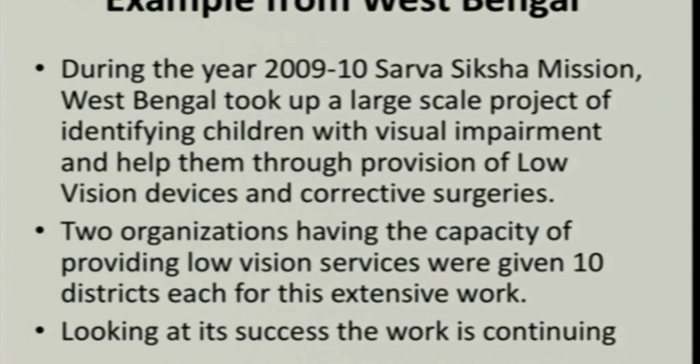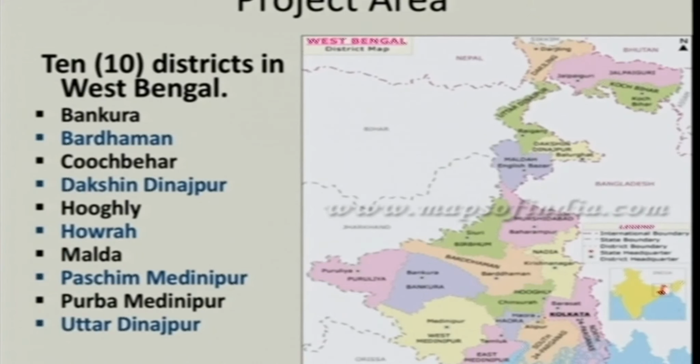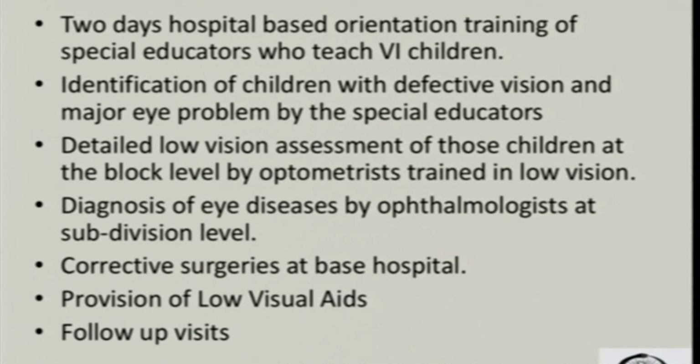So in example, what Dr. Krishna Prasad was telling in Sarva Shiksha, I am just going to what we have achieved. I am not going into detail. We did in 10 districts of West Bengal, and the project was divided in 7 steps. We first trained the special educators. Special educators are much more sensitive about the issues of the blind children than the regular teachers, because they are focused on the disabled children. And then they identify children in their place. We send our team at the grassroots level, at the block level.